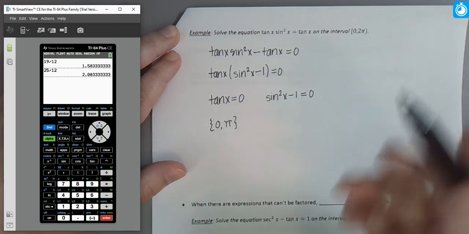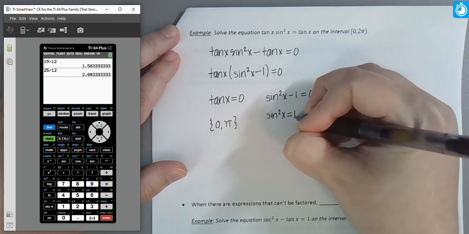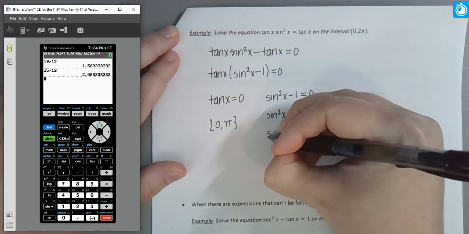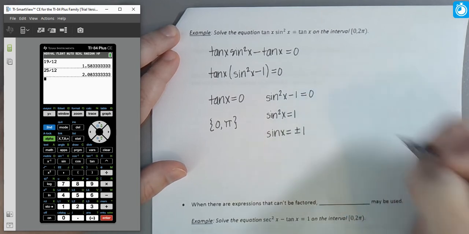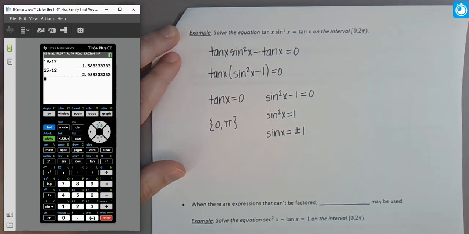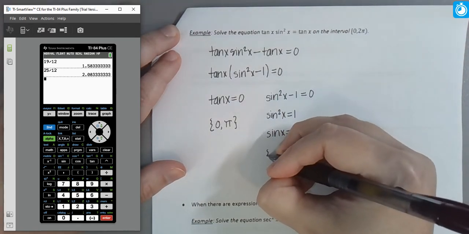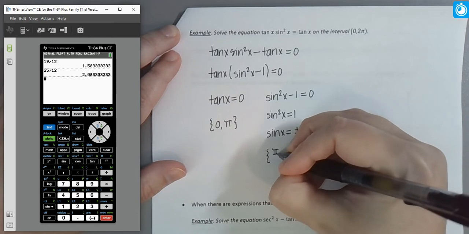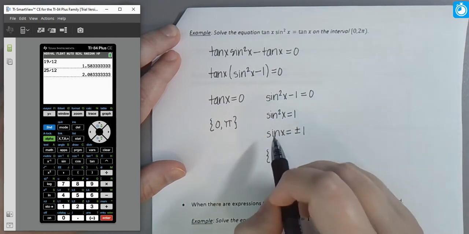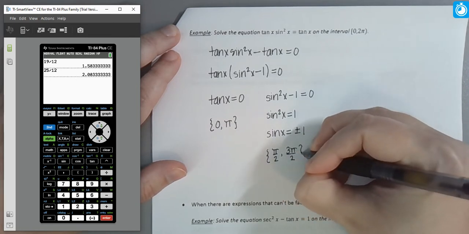Now here we need to isolate our sine, so add the 1 to both sides. So sine squared of x is equal to 1. Take the square root. Don't forget your plus minus when we take the square root on the numeric side. Square root of 1, but plus or minus square root of 1, which is 1. So what values of x correspond to a sine of positive or negative 1? Well, a sine of positive 1 between 0 and 2 pi occurs at pi over 2 radians, and a sine of negative 1 occurs at 3 pi over 2 radians.